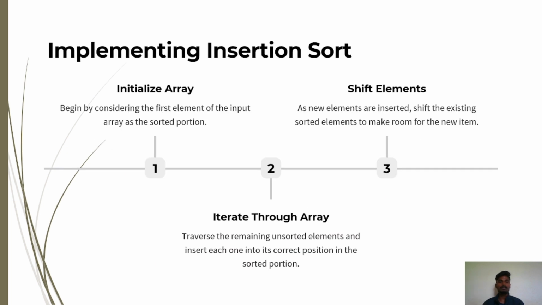Implementing insertion sort. Initialize array. Begin by considering the first element of the input array as the sorted portion. Shift elements. As new elements are inserted, shift the existing sorted elements to make room for the new item. Iterate through array. Traverse the remaining unsorted elements and insert each one into its correct position in the sorted portion.